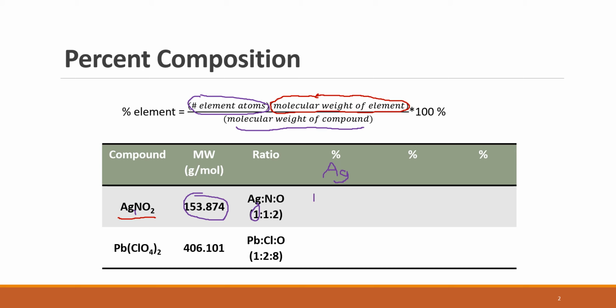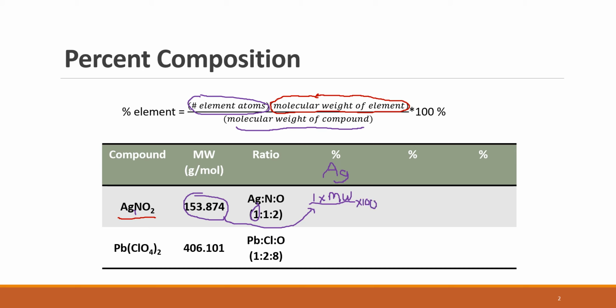So we would take 1 multiplied by whatever the molecular weight of silver is, and we would find that on the periodic table. And then we would divide that by the molecular weight of the entire compound, which is 153.874. If they did not give that to you, you would need to solve for the molecular weight using the procedure that we explored earlier. Don't forget to multiply it by 100 to get it into a percent.